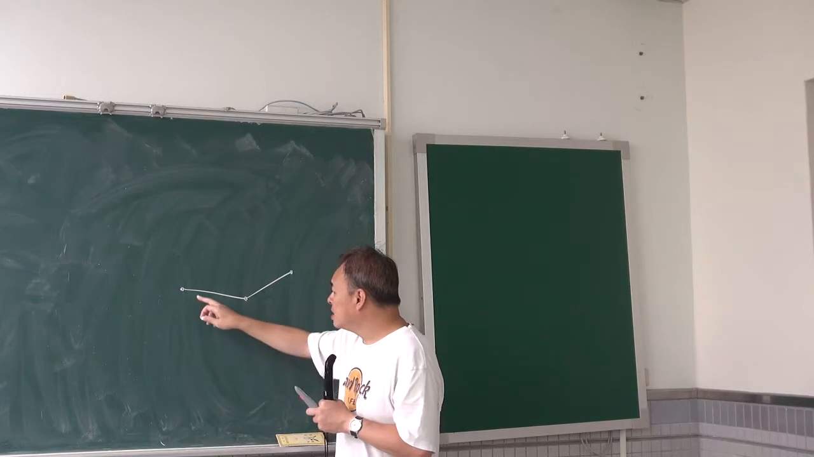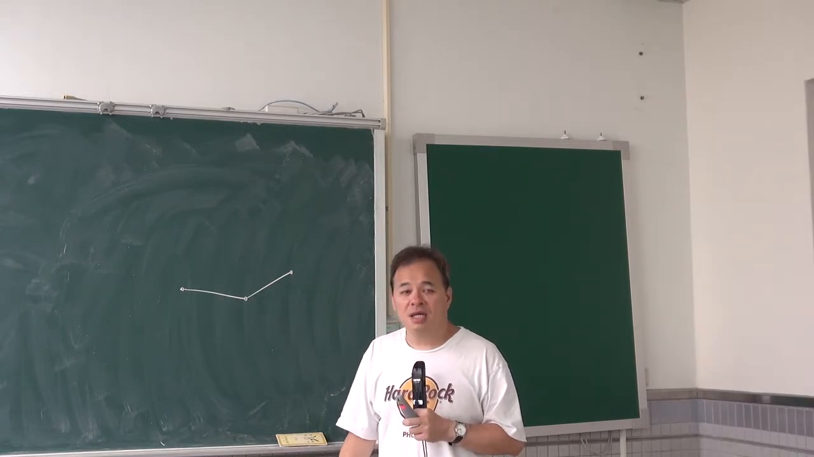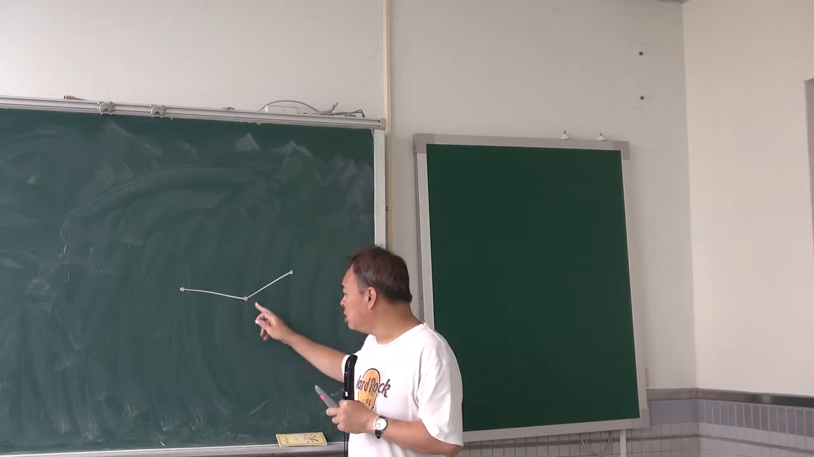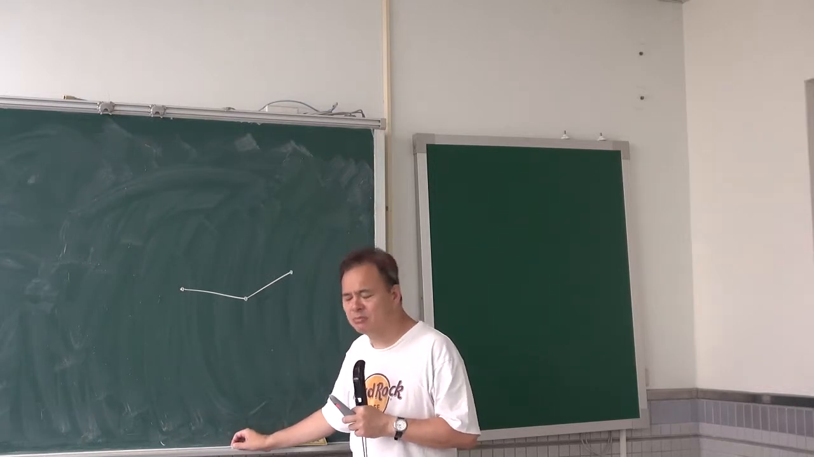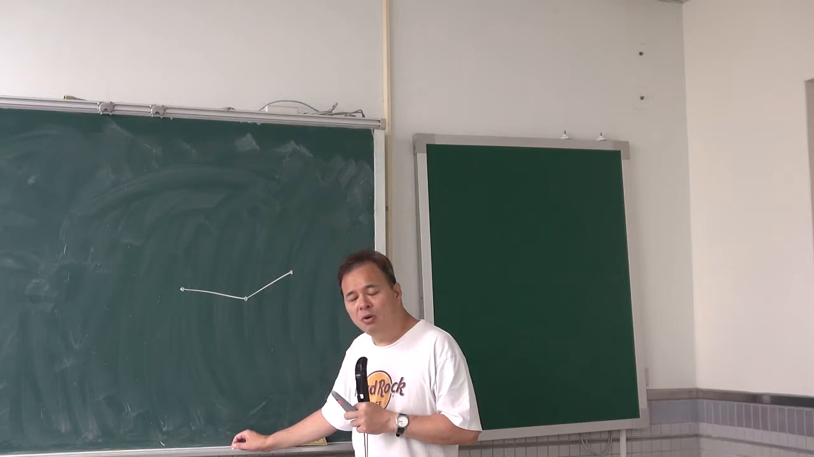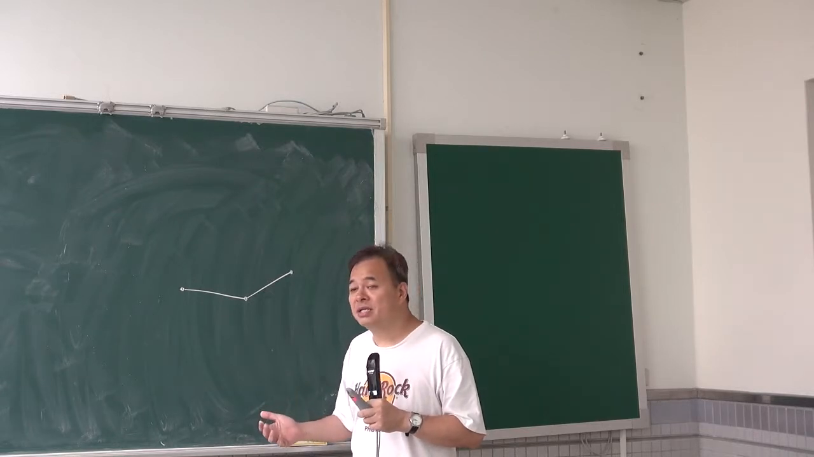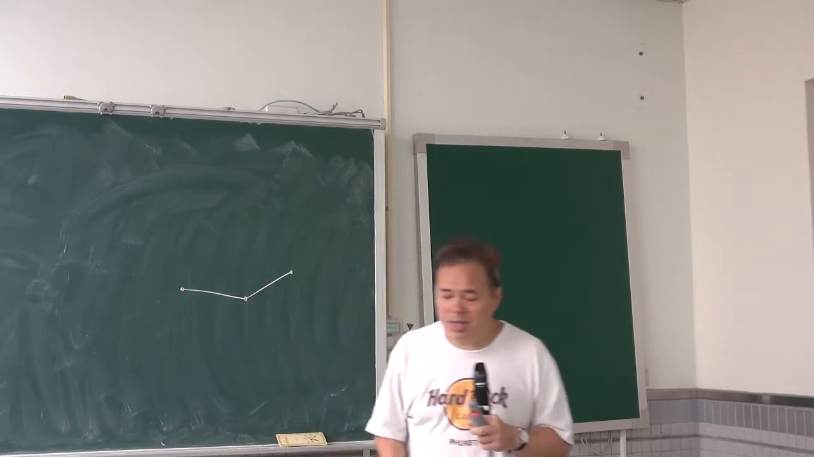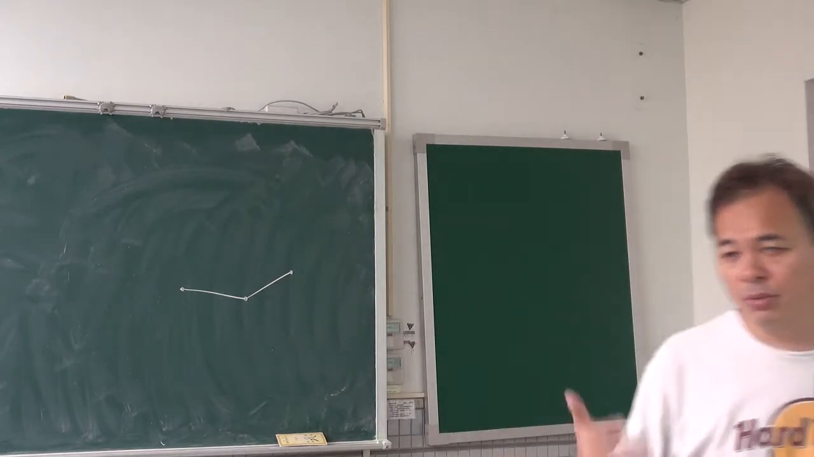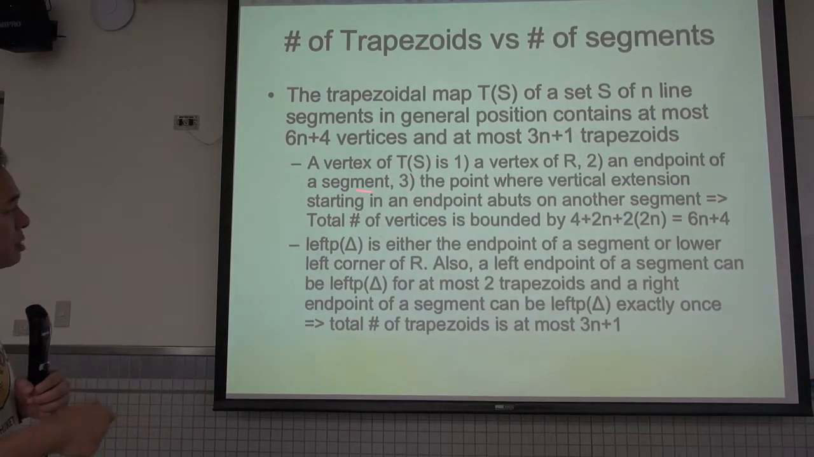So if we have n line segments, we have at most 2n endpoints. Because some endpoints may be shared by some line segments, the 2n is an upper bound estimate. In such a situation we don't have 2n endpoints, we may have fewer than 2n. But anyway, the total number of endpoints is bounded by 2n.